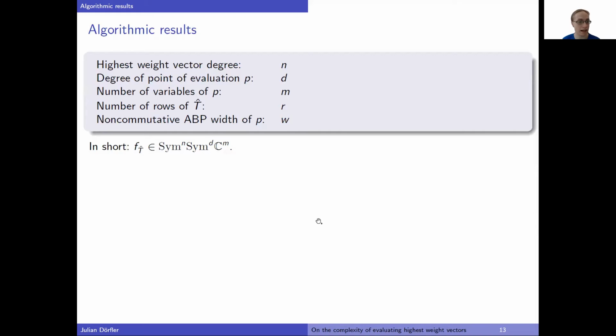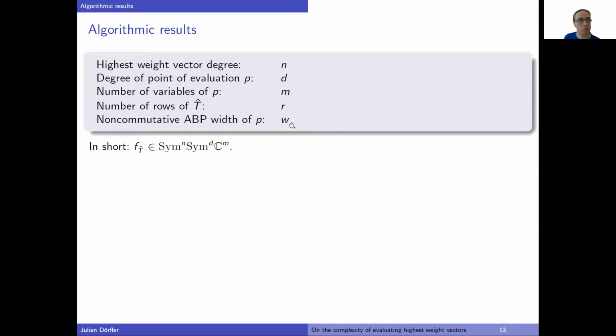Okay, so let's get to our actual algorithmic results now. Since all of these use the same notation, we split them up first and state the notation first. So the notation is n is always going to be our highest weight vector degree. So that is, for example, the degree of the discriminant. The degree of the point of evaluation, so the degree of the variety we're looking at, is going to be d, and the number of variables in that variety is going to be m. The number of rows is a very important measurement of the Young tableau, so we call this R. And the non-commutative ABP width is going to be W.